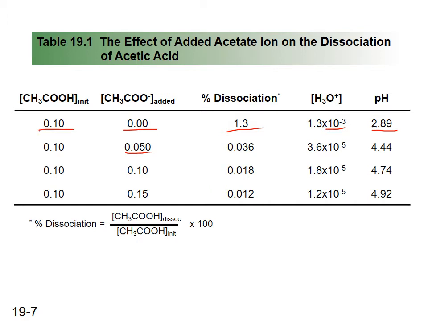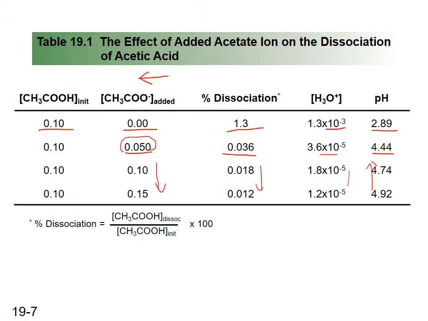As we explained in the last slide, this is a common ion. When this common ion is added as a product, the dissociation reaction goes in reverse, which reduces the percent dissociation. Okay, the hydronium ion decreases and pH increases. And the more acetate anion you add, the smaller the percent dissociation of the acid. Hydronium ion decreases, pH increases.